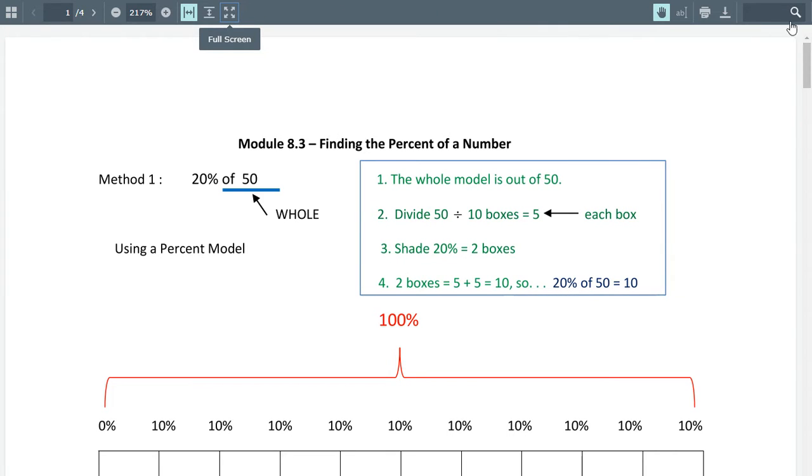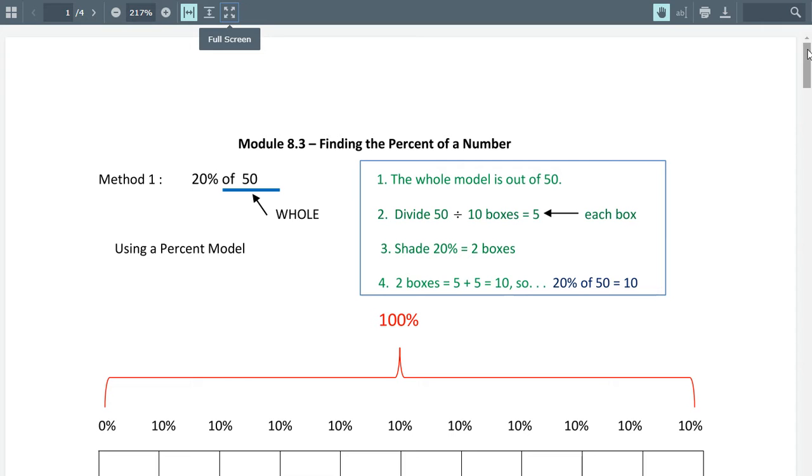Module 8.3, finding the percent of a number. So method 1, we're going to use a percent model. We're going to find 20% of 50. Since it's out of 50, that means the whole model is out of 50. So step 1, the whole model is out of 50.